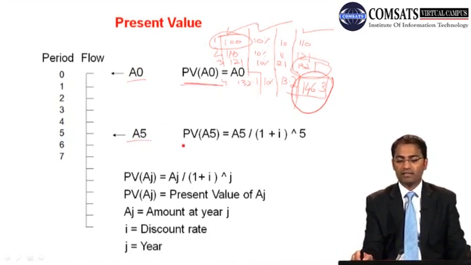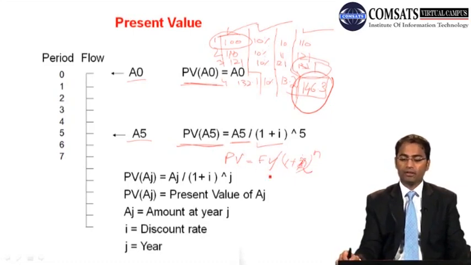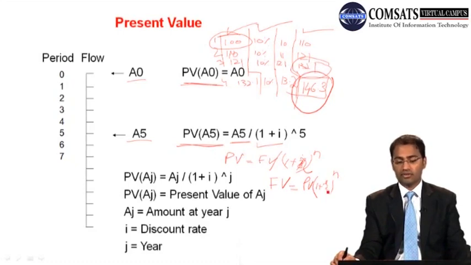And A5, so present value of A5 will be A5 divided by 1 plus interest rate and number of years. So through that we may have a formula that present value is equal to future value divided by (1 plus I) to the power N. And some people write R, for rate. Similarly, we have the formula FV is equal to PV times (1 plus R) to the power N. Now R is the interest rate, FV is the future value, PV is the present value, and N is the number of years.